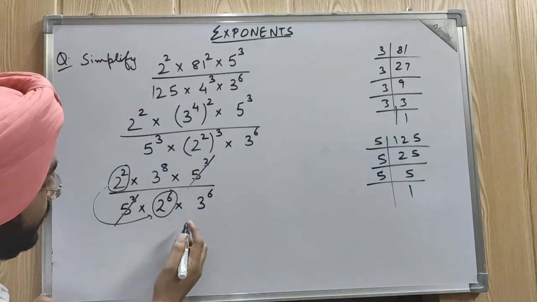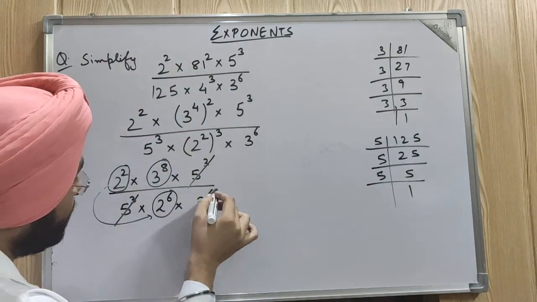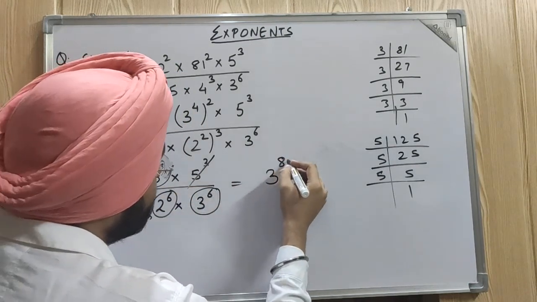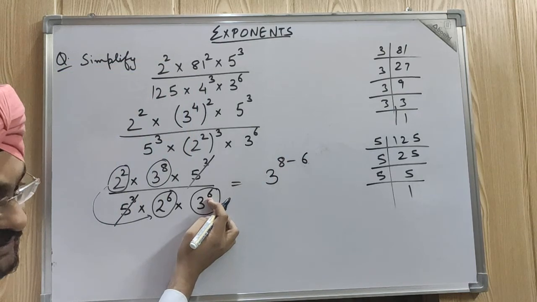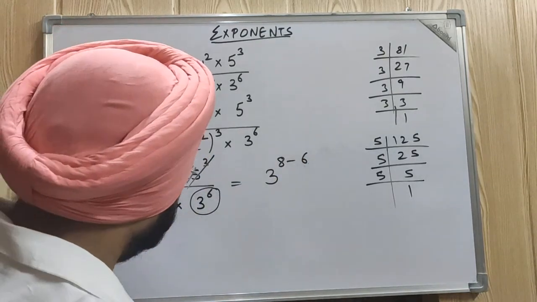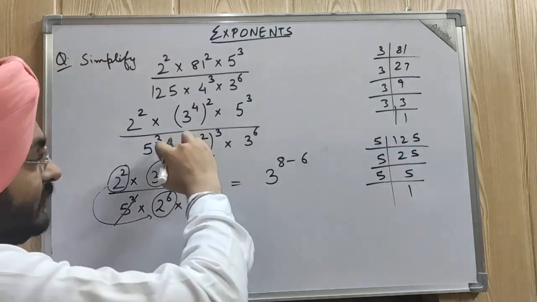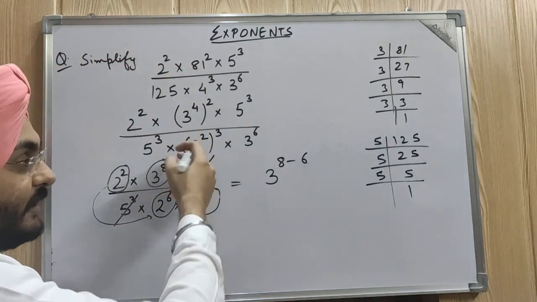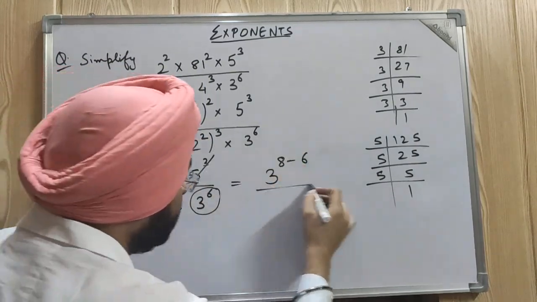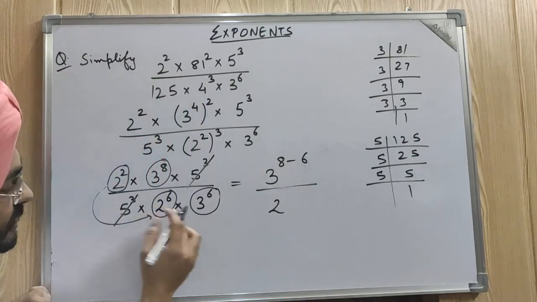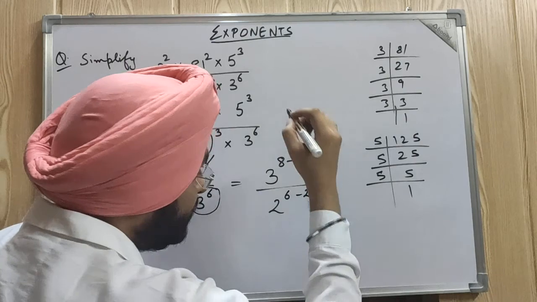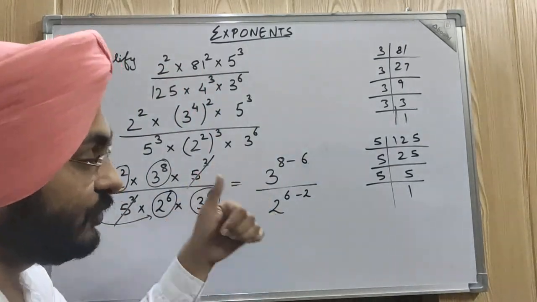So now, how can I write here? This one is 3 raised to the power 8. This one is 3 raised to the power 6. If you are shifting this exponent 6 to the numerator, it will be subtracted. Just keep in mind, if it is negative and it is coming to the numerator, it will become positive; if it is positive, it will become negative. Again the same thing here, 2 raised to the power 6. I am taking this 2 downward, so this will be subtracted. In this way you have to solve this.